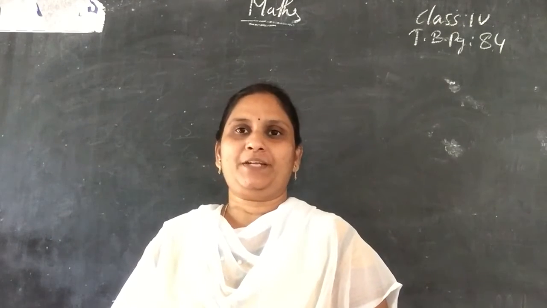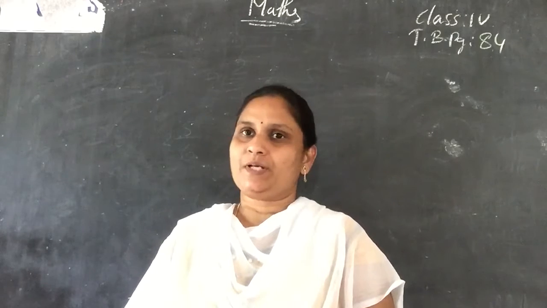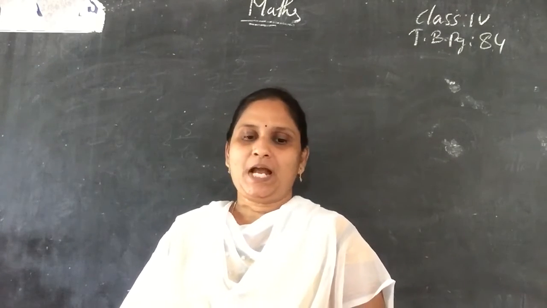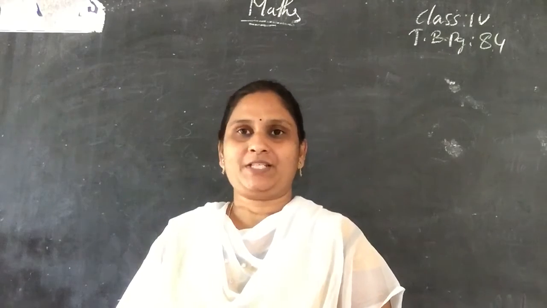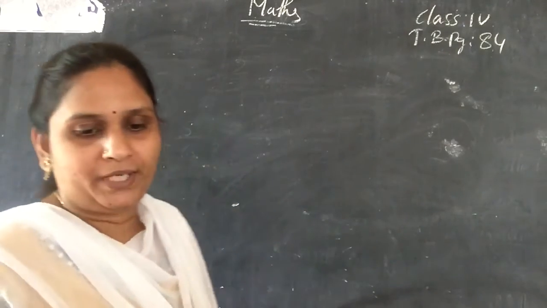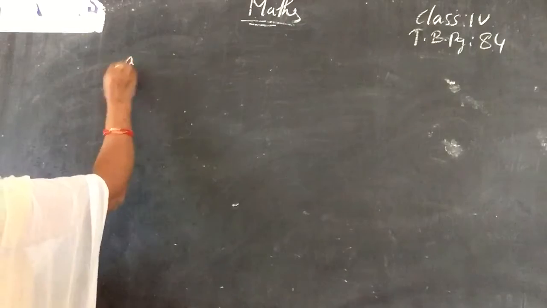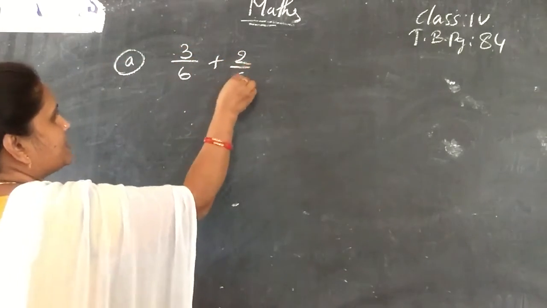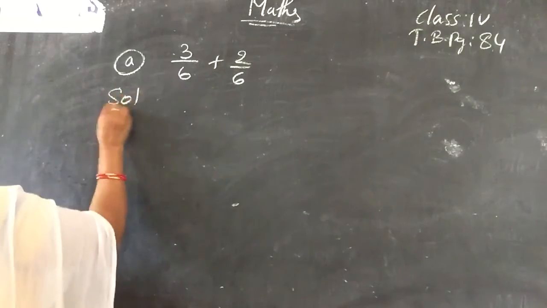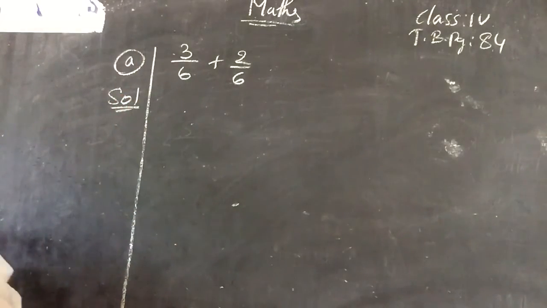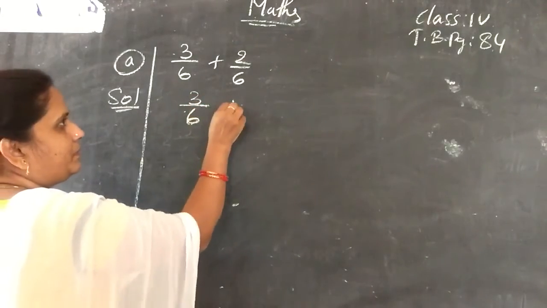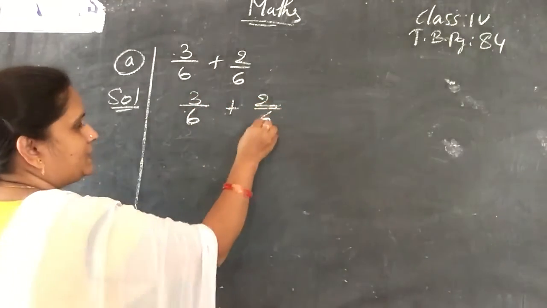Open textbook page number 84 now, and your classwork also you have to take along with you. Now the first section: add the following like fractions. So for the first one, 3 by 6 plus 2 by 6. So how to do this? Solution: same numbers you write again, 3 by 6 plus 2 by 6.